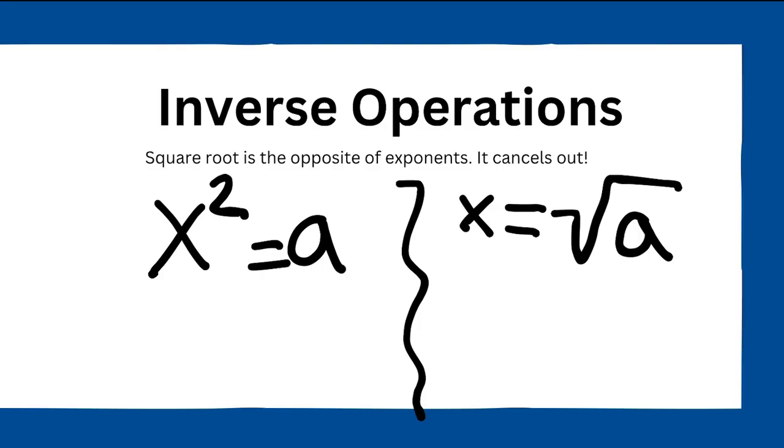Alright, another thing you should keep in mind is square root is the opposite of exponents, which is a power. So I have x to the second power equals a, and I have x equals square root of a. These two cancel each other out, and they are opposites. And that goes with a rule we go over in the square roots rules video. So you can check that video out, and I go into further depth about that.